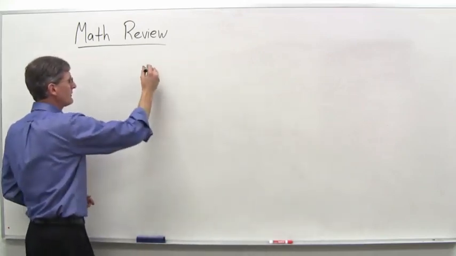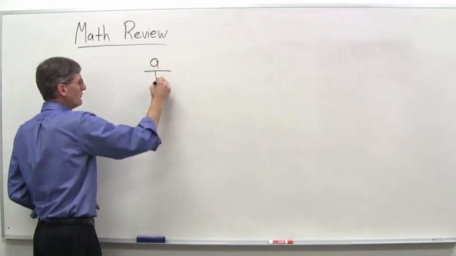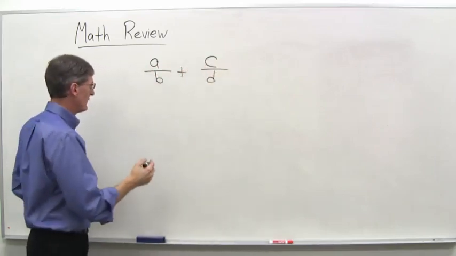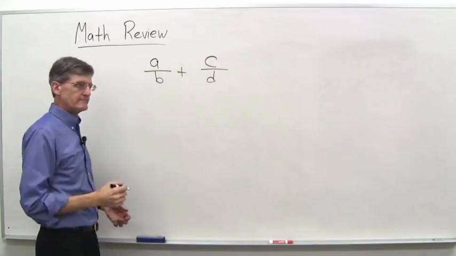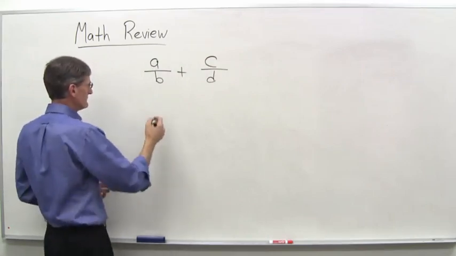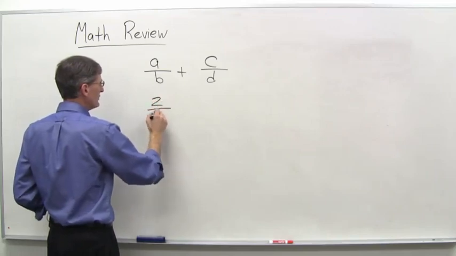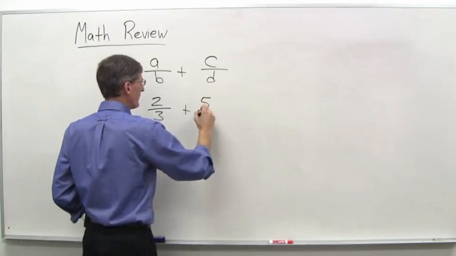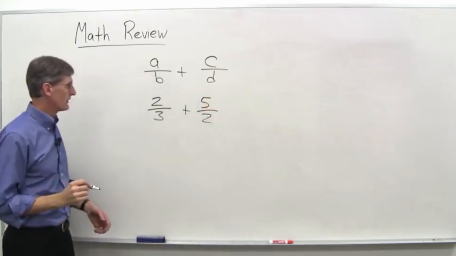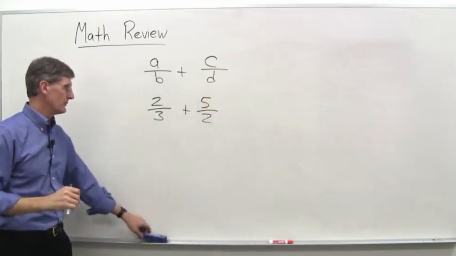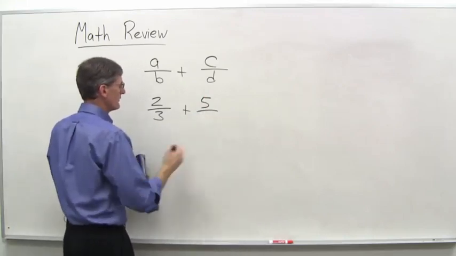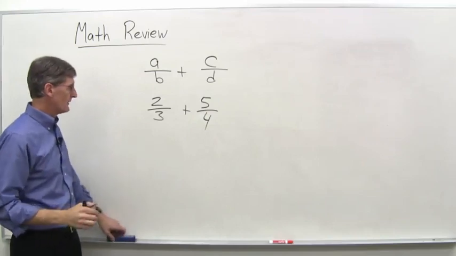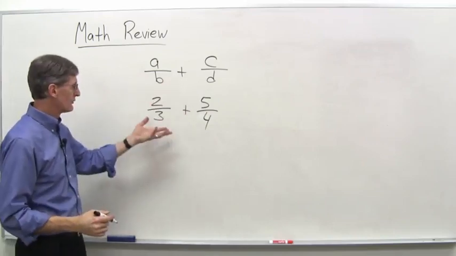Another thing, just as a reminder, if we have a over b plus c over d, so maybe we have something like 2/3 plus 5/2. Okay? Oops, then let me change that. Let's do 5/4 here, just so that a, b, c, and d are all different there. Okay? Obviously, it could be the same, but 2/3 plus 5/4.